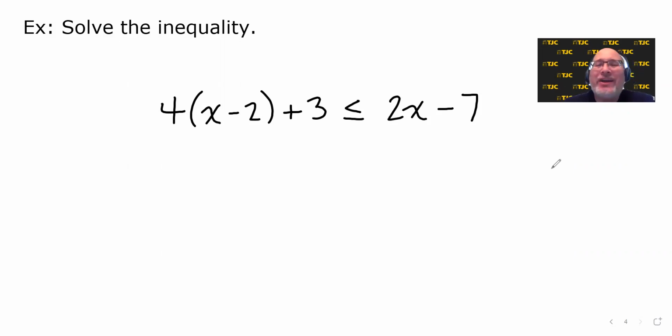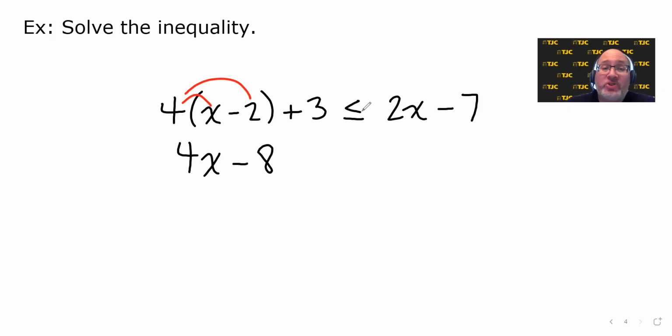When you're solving a linear inequality, you're almost always doing the same things as if you're just solving a linear equation. In this case, our first move would be to distribute the 4 across the parentheses to free up the terms inside. 4 times x is 4x, 4 times negative 2 is negative 8.